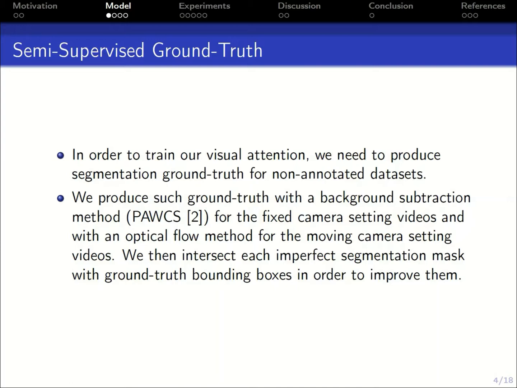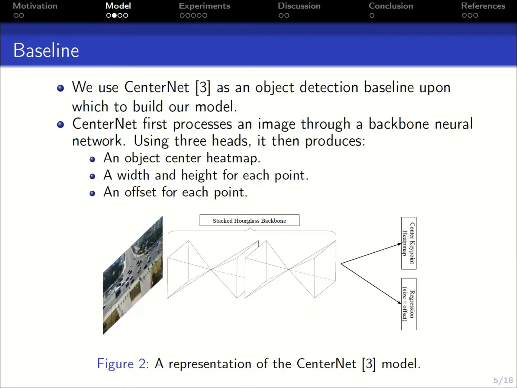We then intersect each imperfect segmentation mask with ground truth bounding boxes in order to remove as many false positives as we can. We use CenterNet as an object detection baseline upon which to build our model. CenterNet detects objects by detecting their center key point. It first processes an image through a backbone neural network. Then, using three heads, it produces an object center heat map, a width and height for each point, and an offset for each point. In our work, the stacked hourglass network is used as backbone, but other networks can be used.